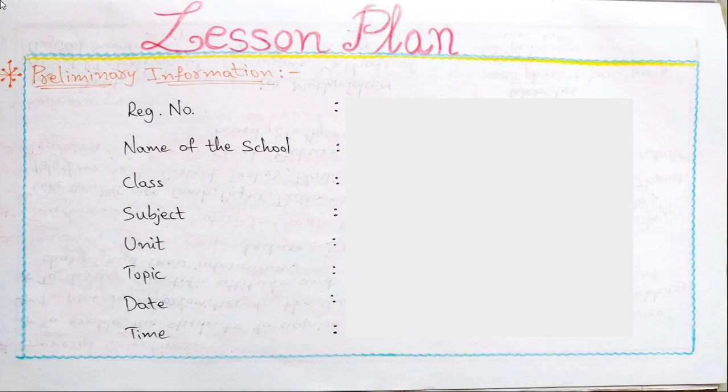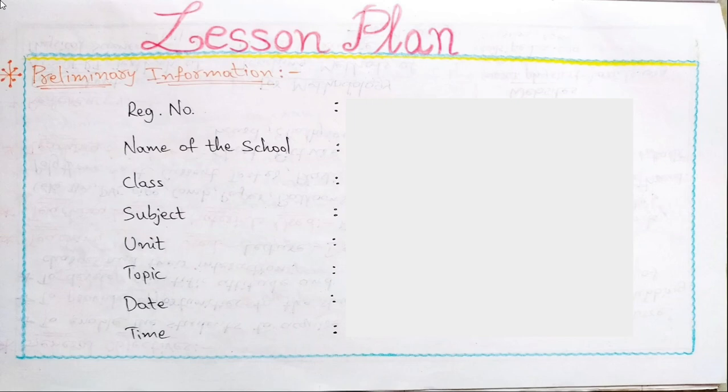Preliminary information is the part that consists of register number, which is nothing but hall ticket number or roll number of the B.Ed course, and name of the school in which you teach, and the class which you handle, and the subject which you deal, and the unit which you are going to teach, and the topic which you are going to deliver, and the date on which you teach the topic, and the time, which is the duration that you take to finish the topic. Generally, micro teaching lesson plan duration should be 5 to 10 minutes, whereas macro teaching lesson plan duration should be 30 minutes.